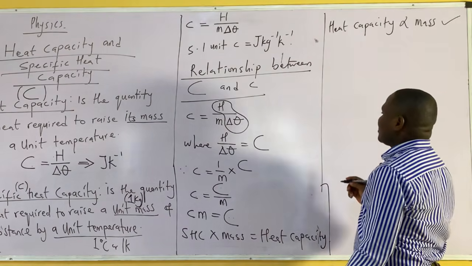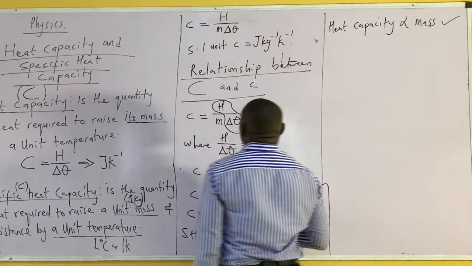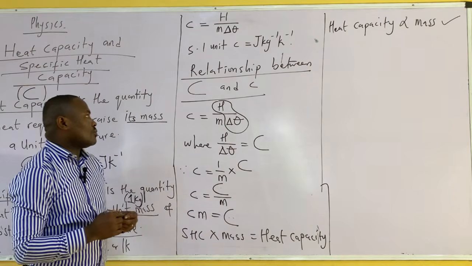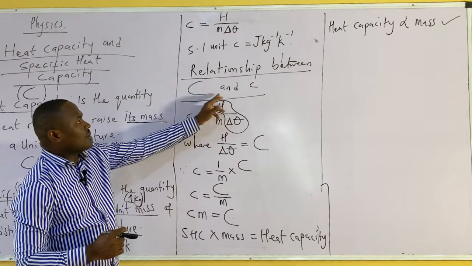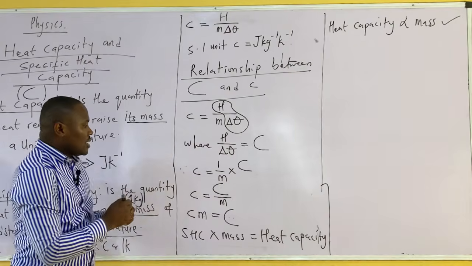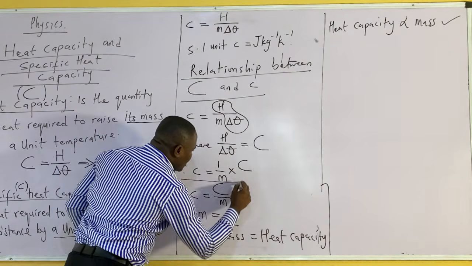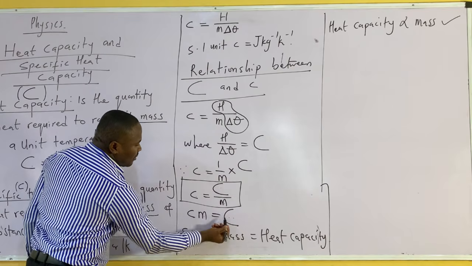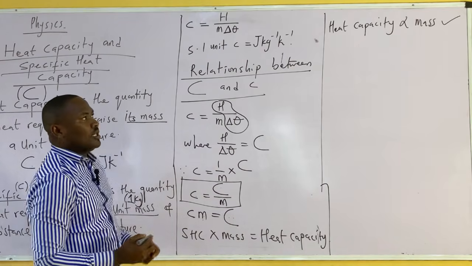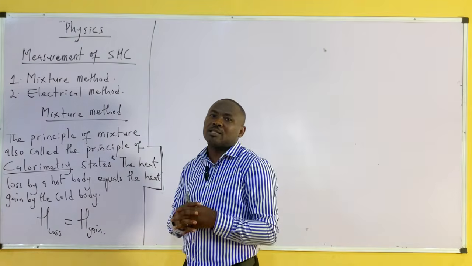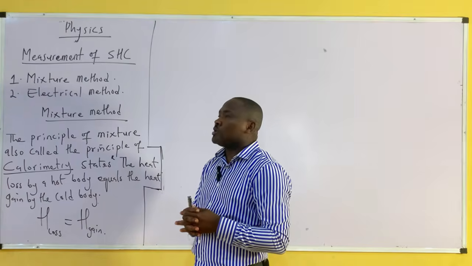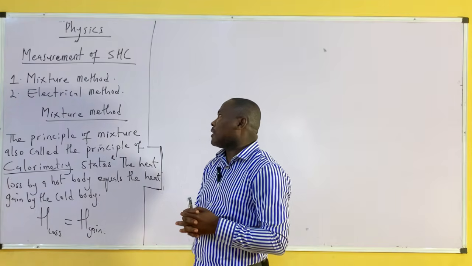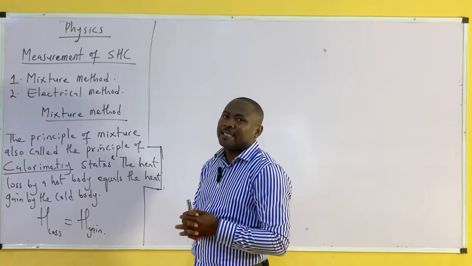Now, what do we have to see here? We have seen the relationship between our specific heat capacity and our heat capacity, which we took further to show that heat capacity is mass related. Now we're looking at measurement of specific heat capacity. There are two ways we can measure specific heat capacity: the mixture method and the electrical method.